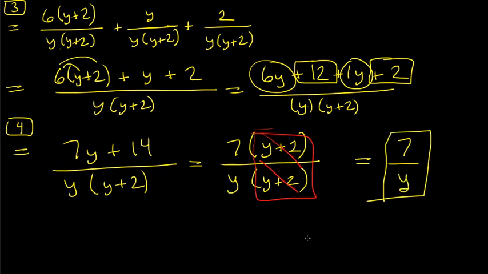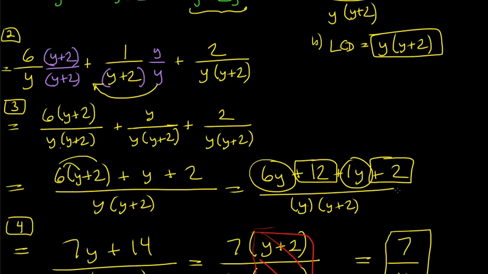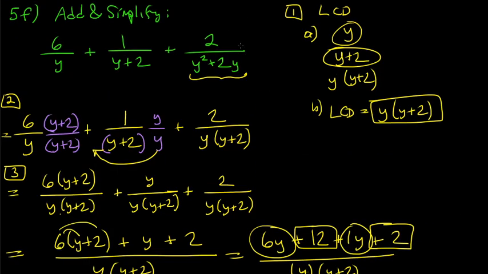Right? Again, if you leave it like this, you didn't simplify. Right? This is not simplified. So take the last step here, factor and cancel. Right? So that should be our answer, 7 over y. So all of this, when you add these fractions here, you end up with 7 over y. Okay? All right, so that's 5f.